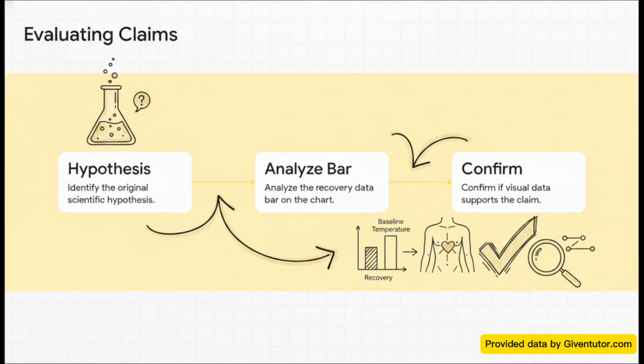Step 1, remember the hypothesis was that the body returned to normal. Step 2, we analyze the recovery data and see it perfectly matches the baseline temperature. Step 3, we confirm that yes, the visual data absolutely supports the claim. By connecting that final data point back to the very first guess, you can confidently pick the right answer. See? You're thinking exactly like a scientist.